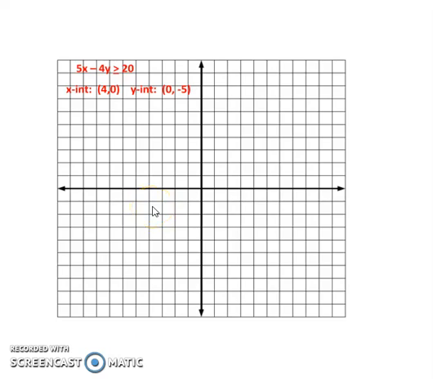To graph a linear inequality in two variables, I must first graph the boundary line of the inequality. That's going to represent the equal to part of the inequality. Then I need to choose which of the half planes that are created by the boundary line I need to shade to represent the greater than part of the inequality.